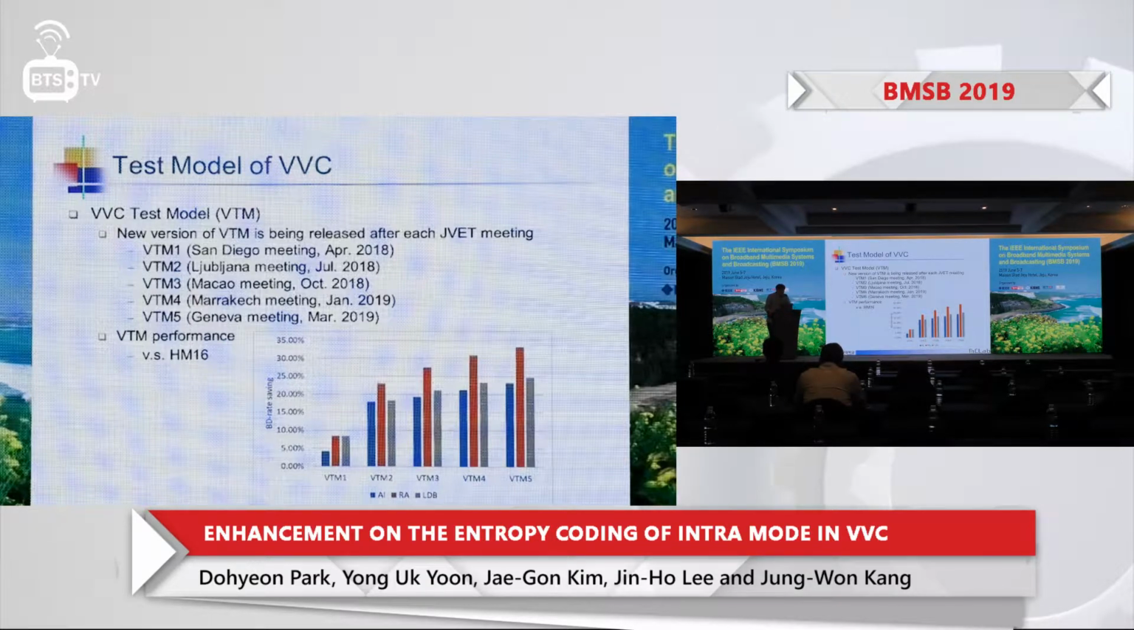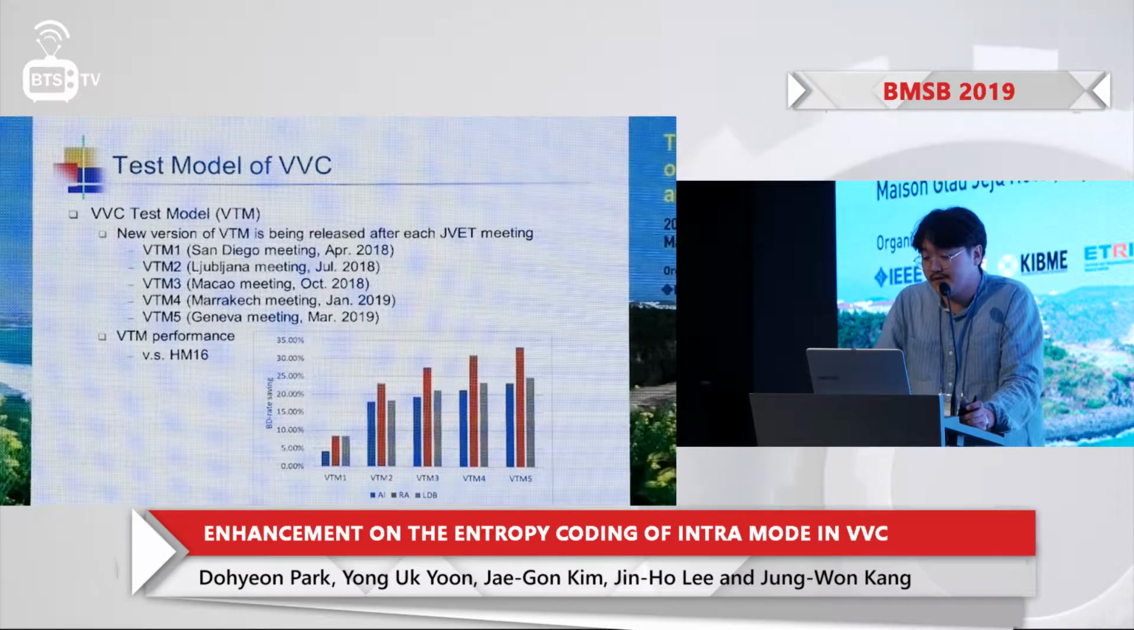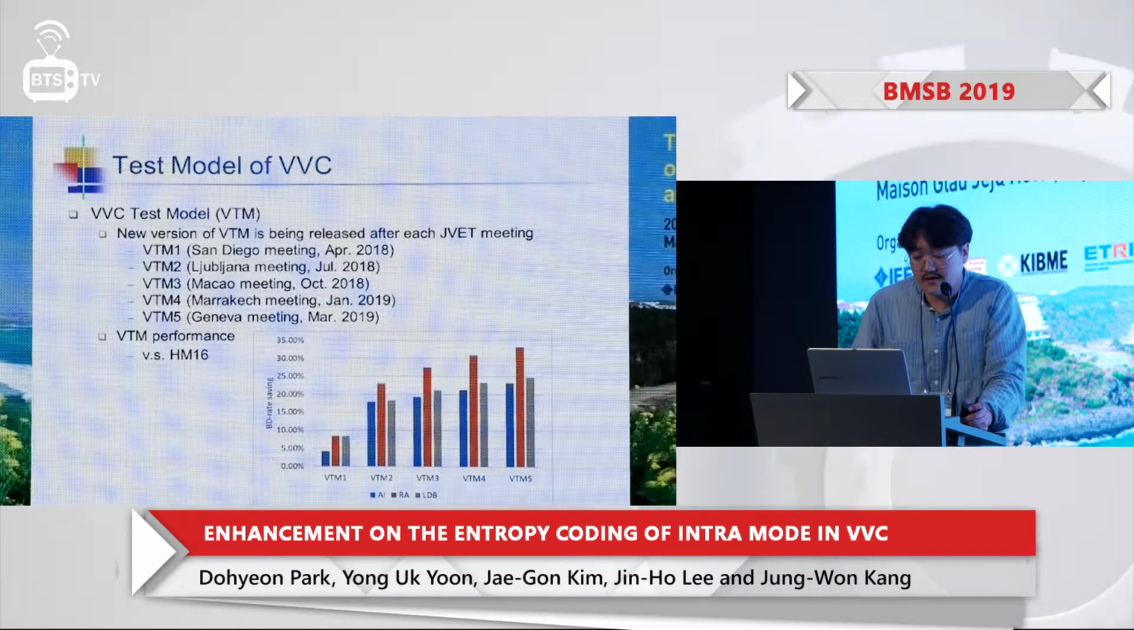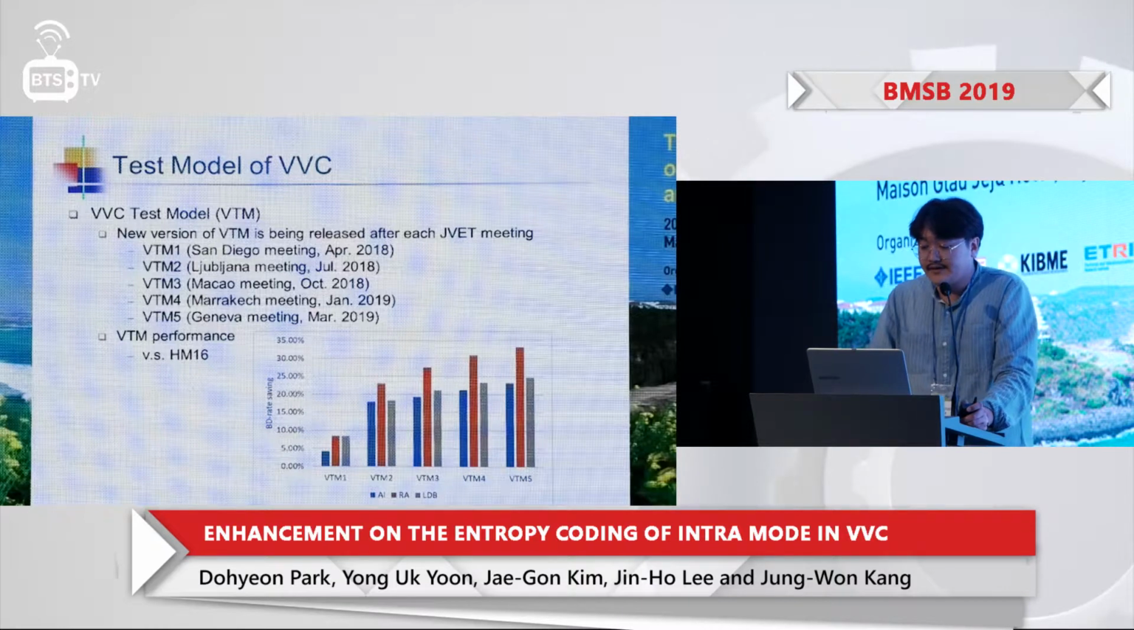JVET has been releasing the reference software called VTM with newly adopted tools in each JVET meeting. After the JVET San Diego meeting, VTM 1 was released first. After the JVET Ljubljana meeting in July 2018, VTM 2 was released. After the JVET Marrakesh meeting in January 2019, VTM 4 was released. Currently, VTM 5 is the latest version.